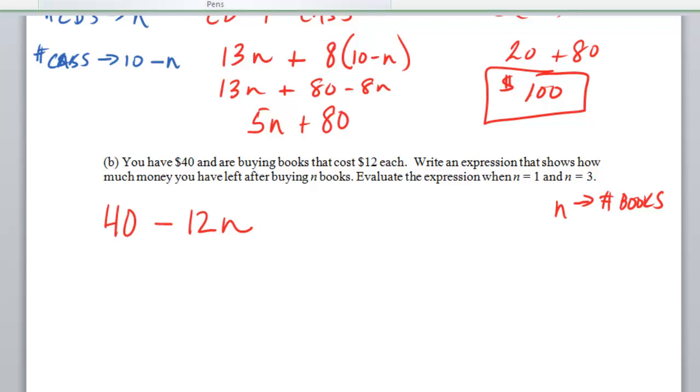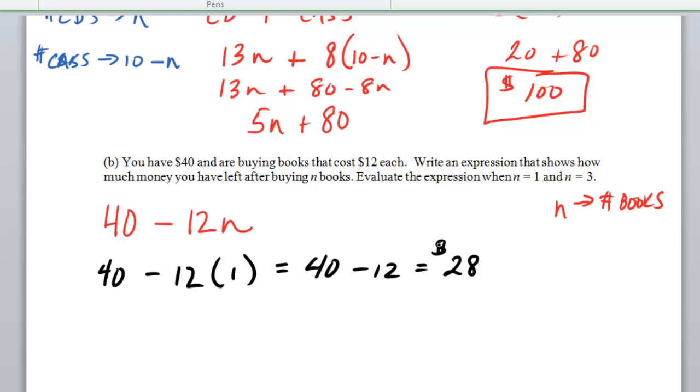Now it says to evaluate the expression if I were to buy 1 book, and then again if I were to buy 3 books. So at 1 book, I'm going to spend $12, which leaves $28. And I can evaluate that same expression if I were to buy 3 books, which would give me a remaining $4. So if I buy 1 book, I'll have a remainder of $28 left over out of the 40. If I were to buy 3 books, I would simply have $4 remaining out of the 40.